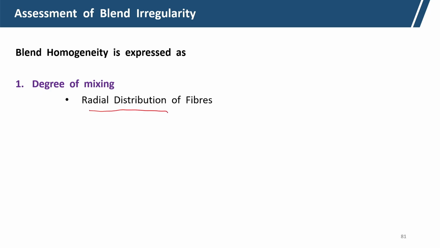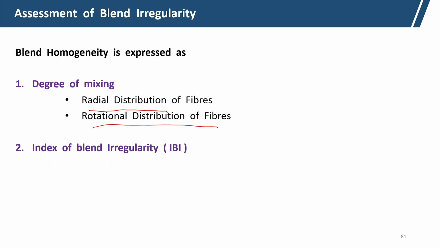Blend homogeneity is expressed as a degree of mixing. Degree of mixing is of two types: one is radial distribution of fiber, another is rotational distribution of fiber, which I will discuss. And the other way we can express it is the index of blend irregularity. So these are the two ways we can express it.